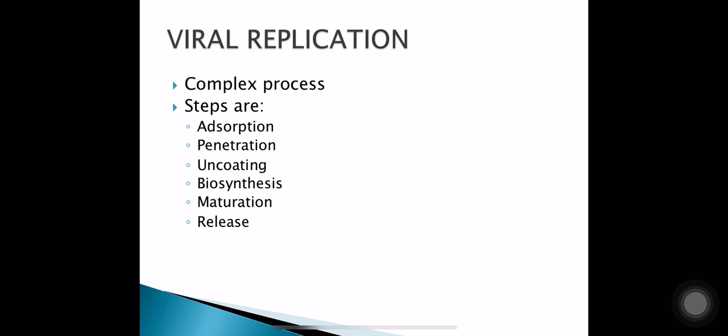Now, viral replication is a very complex process. If you remember, bacteria used to multiply by binary fission or even budding, but viruses do not multiply in such a simple manner. It's a complex process. The process of viral replication has 6 steps: adsorption, penetration, uncoating, biosynthesis, maturation, and release. Now we will have a look at each of the steps one by one.